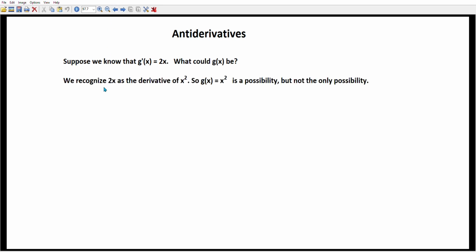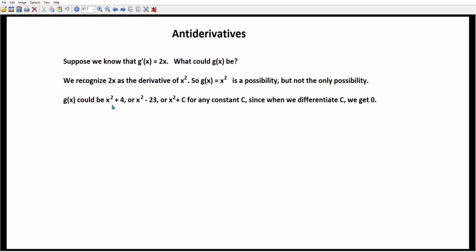Well, we recognize 2x as the derivative of x squared. So g of x equals x squared is a possible answer. That's a function that has 2x as its derivative, but it's not the only possibility. g of x could be x squared plus 4, or x squared minus 23, or x squared plus c for any constant c, since when we differentiate c, we get 0.